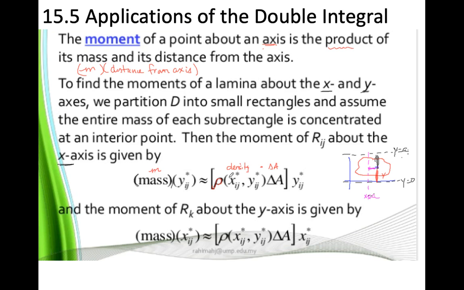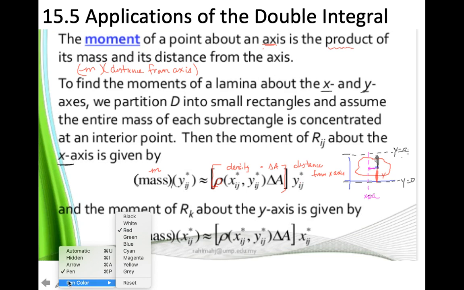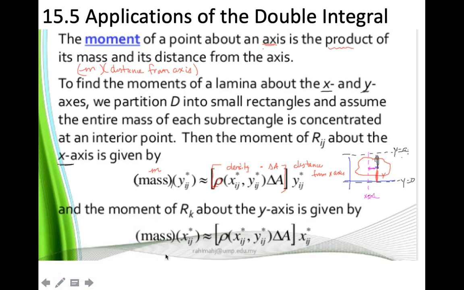So it is the product of mass, here's your mass, times that y distance. Distance from x-axis. That's called the moment, right? That's one of the moments. There are 2 moments. So here's our other moment, mass times a distance.